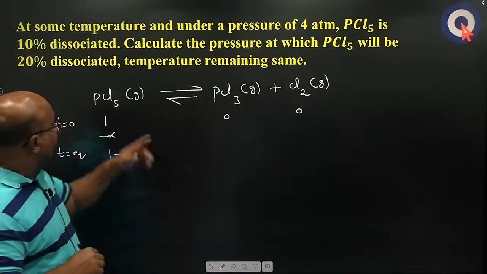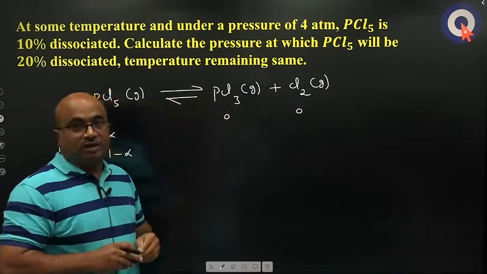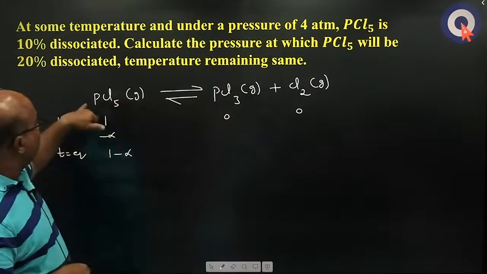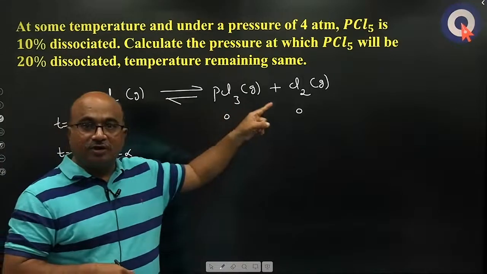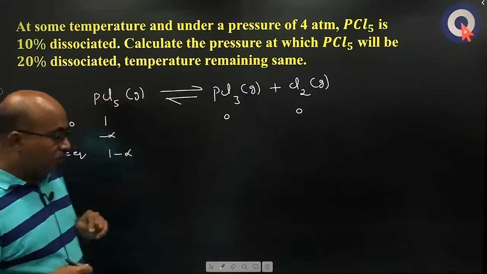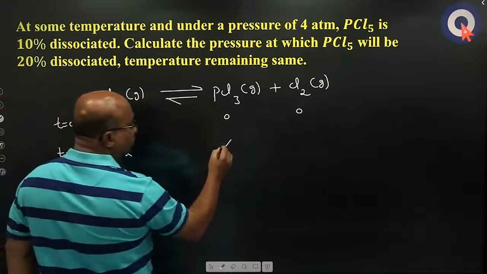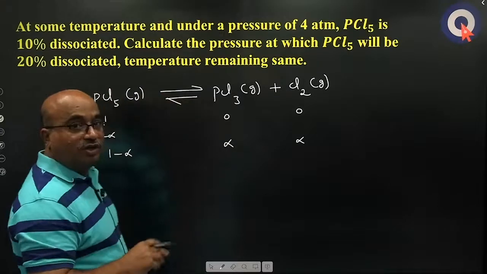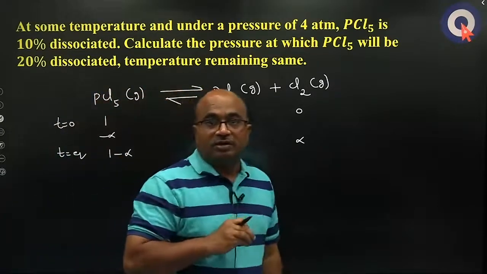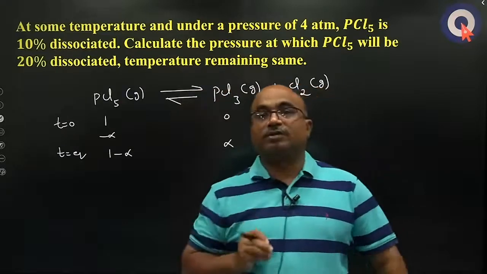So when the proper reaction is taken, we use the stoichiometry. If 1 mole of PCl5 is reacting, we will get 1 mole of PCl3 and 1 mole of Cl2. So if alpha moles of this is reacting, then we get alpha moles of this and alpha moles of this. But what is partial pressure, sir? The pressure exerted by the individual gases in a mixture of gases.